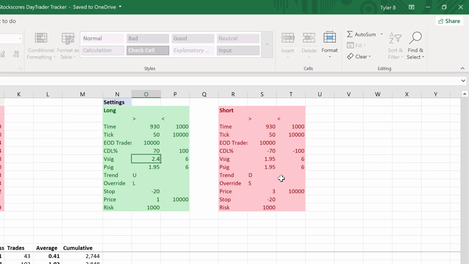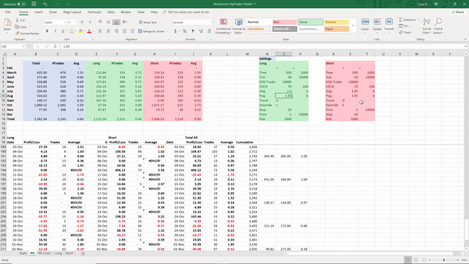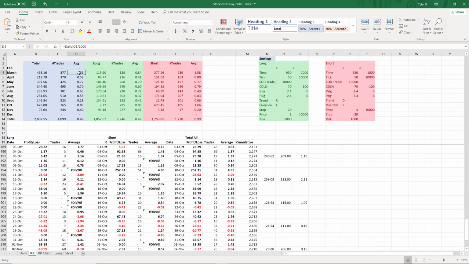So I could say VSIG, which is one of my indicators that goes into the strategy, stands for volume significance, and price SIG, I can increase those to 2.4 for the long side. I could do the same on the short side, 2.4, 2.4. Now, doing this essentially means that the rules are more strict, and so you can see now that the number of trades has gone down. It's now only 377 trades, but the average per trade has gone up.